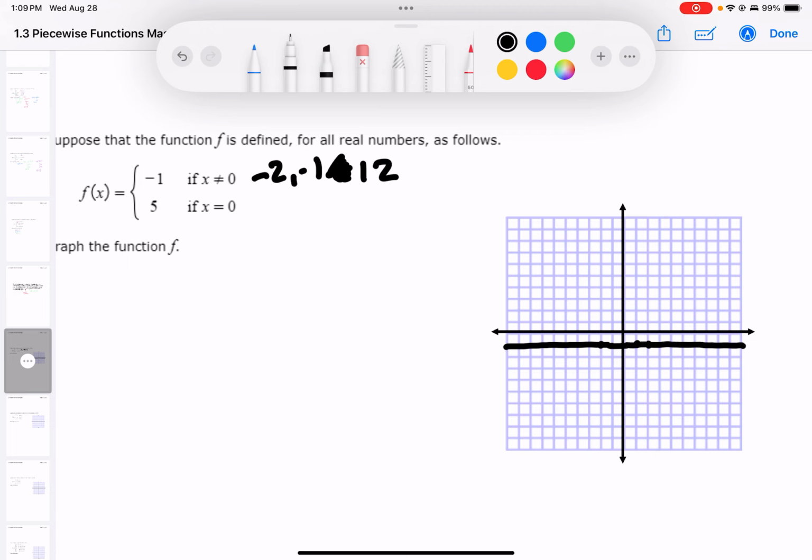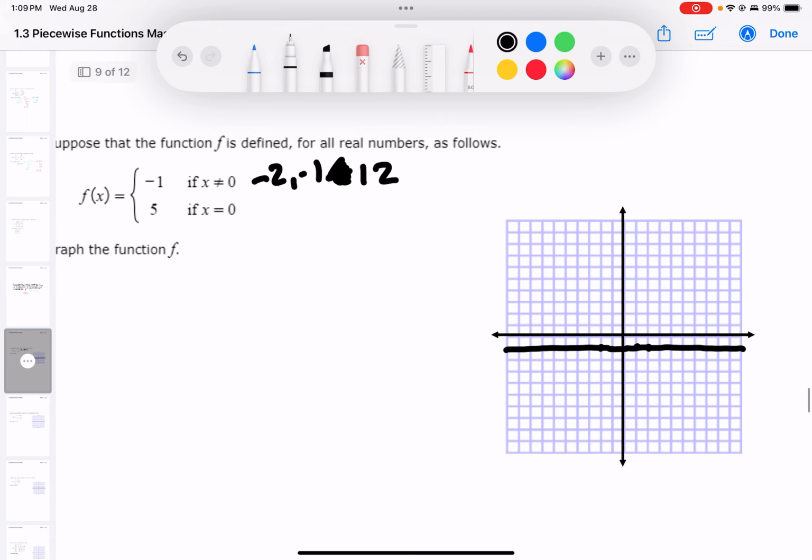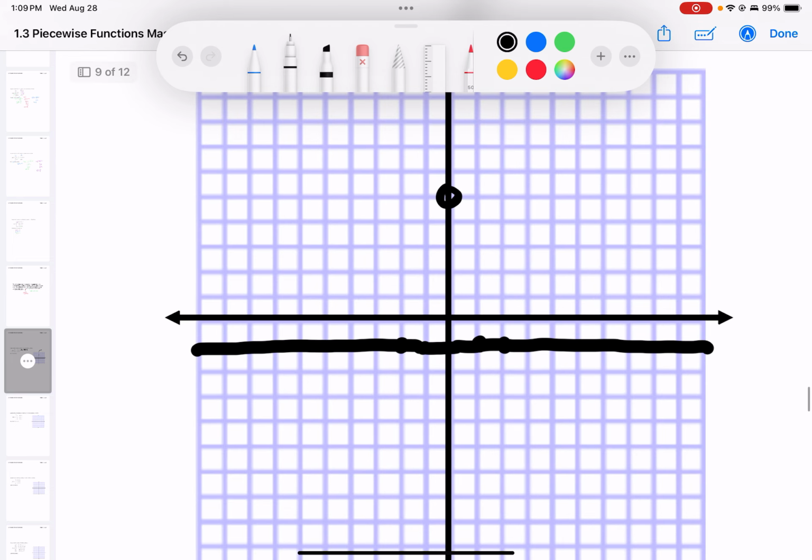But when x is 0, and this marker is a little thicker than I want. When x is 0, so right here on the y-axis, this is where x equals 0. It's going to jump all the way up to 5. 1, 2, 3, 4, 5. And I'm going to put an open circle. Here, let me get a bigger open circle.